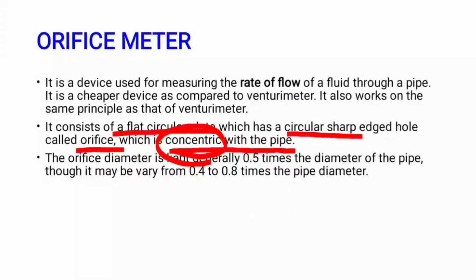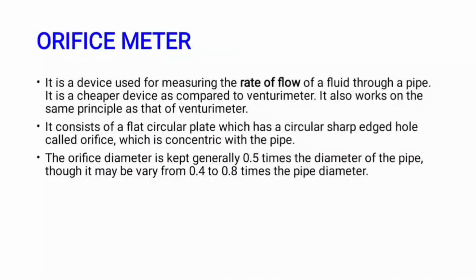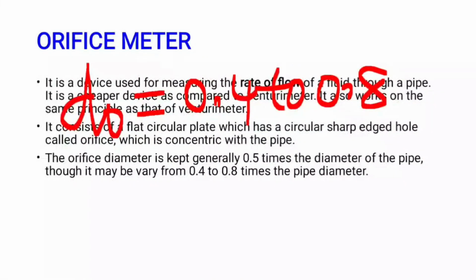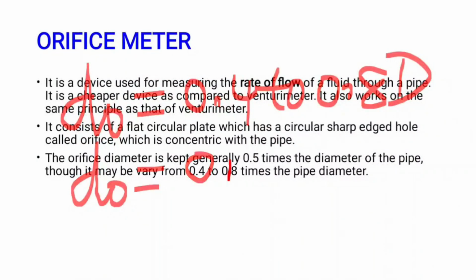The orifice diameter is generally kept at 0.5 times the diameter of the pipe. It generally varies from 0.4 to 0.8 times the pipe diameter. That is, the diameter of the orifice, DO, equals 0.4 to 0.8 times the diameter of the pipe. Generally we adopt 0.5 times the diameter of the pipe.